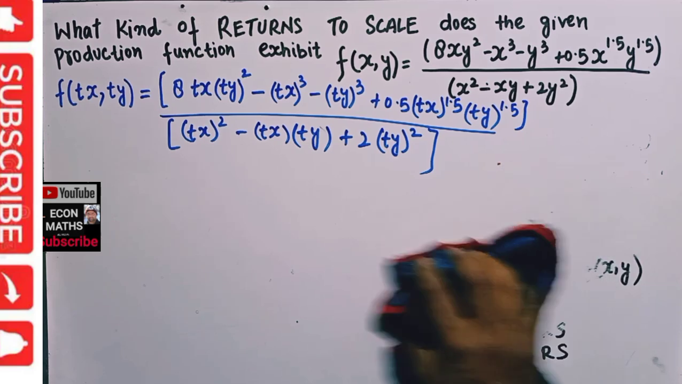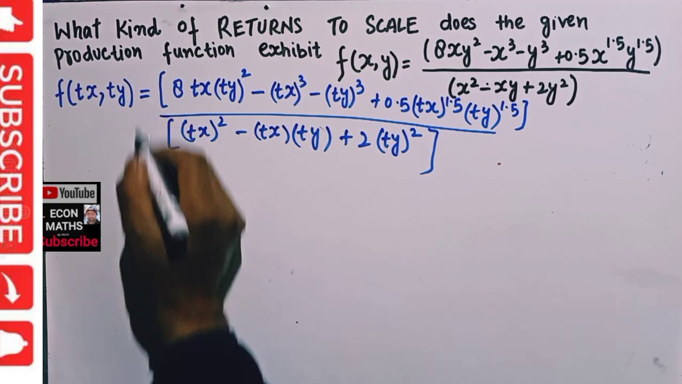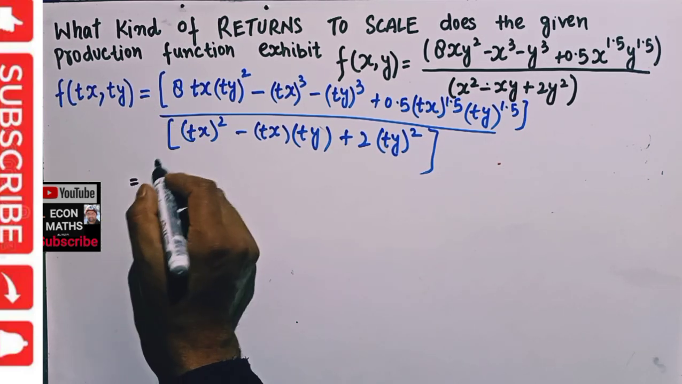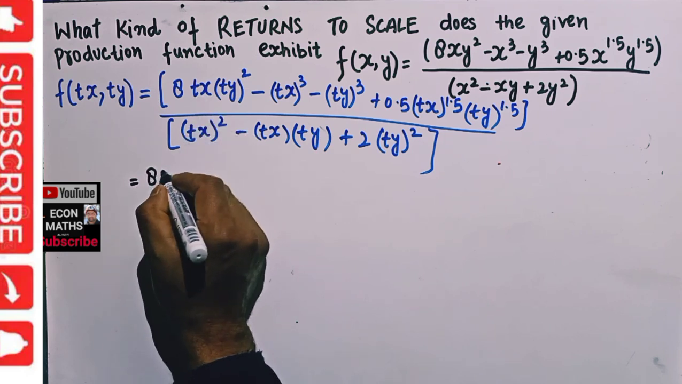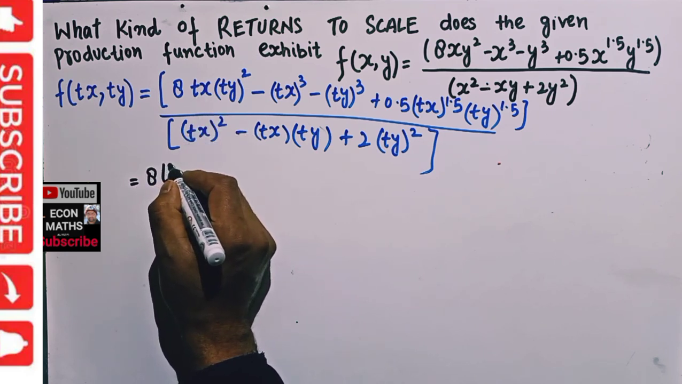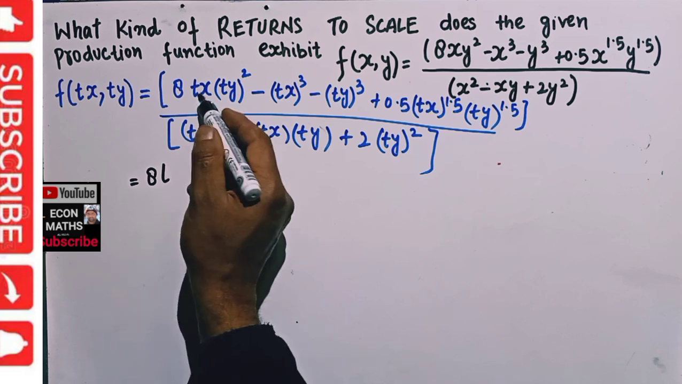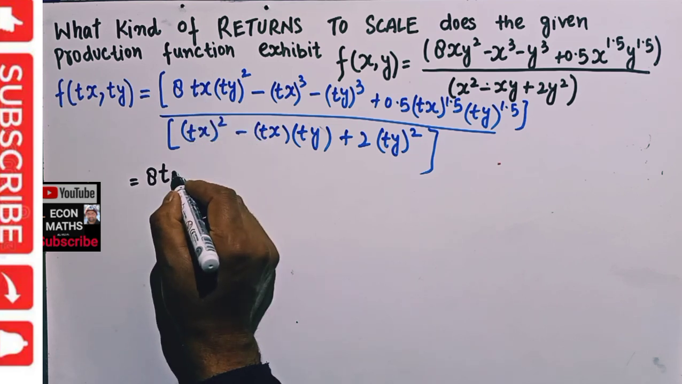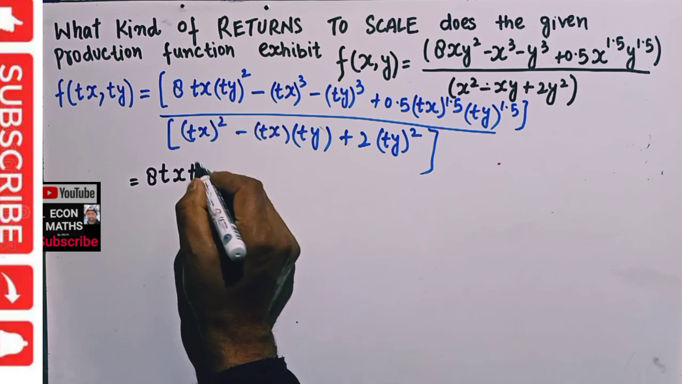So let us rub this out now. So what will we have here? So we have here 8t. Okay, so we have 8 t raised power, so okay, 8 into t into x and t square y.